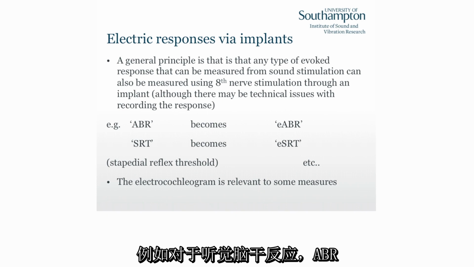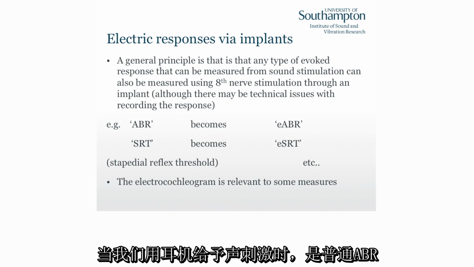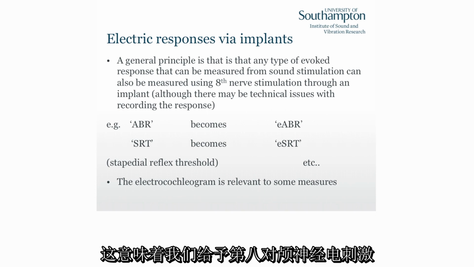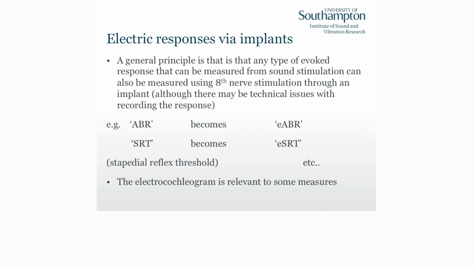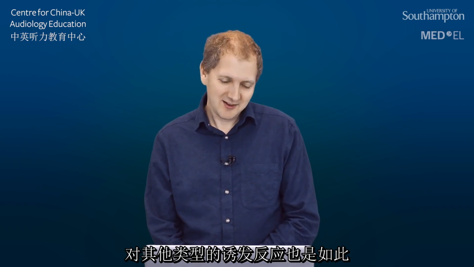But for example, with the auditory brainstem response, the ABR, then the acoustic version, when we use a sound stimulus with headphones, would be normal ABR. But when we stimulate through the cochlear implant, it becomes EABR, just meaning that we've got electrical stimulation of the eighth nerve. In a similar way, SRT, stapedius reflex threshold, would become ESRT, and so on for the other types of evoked response.